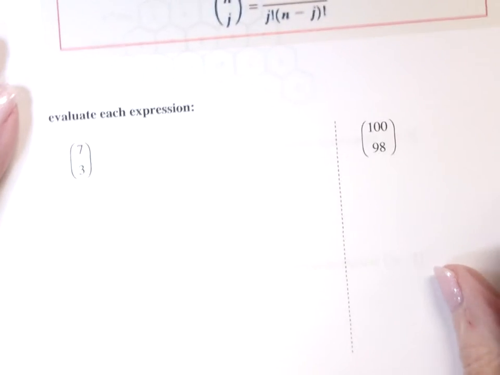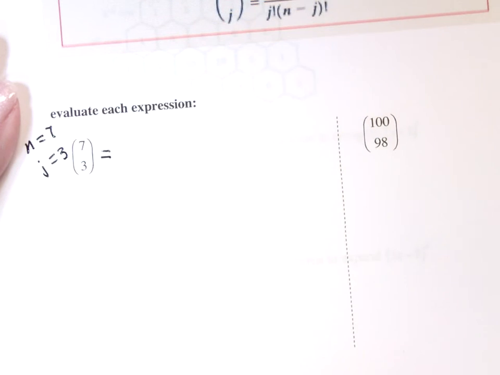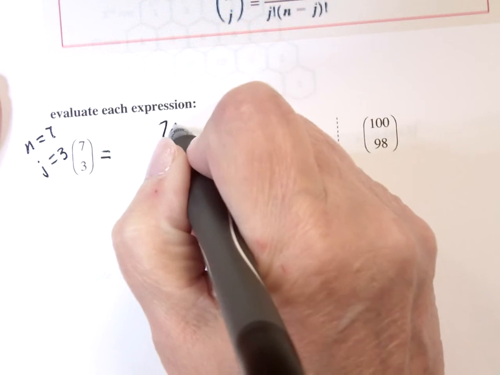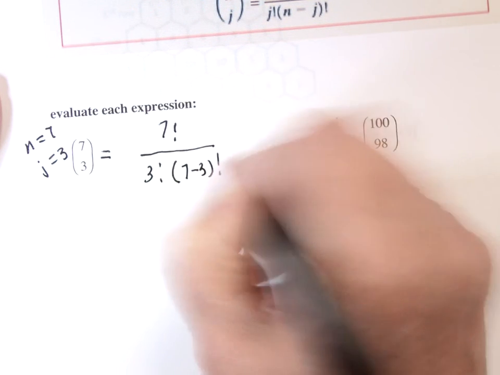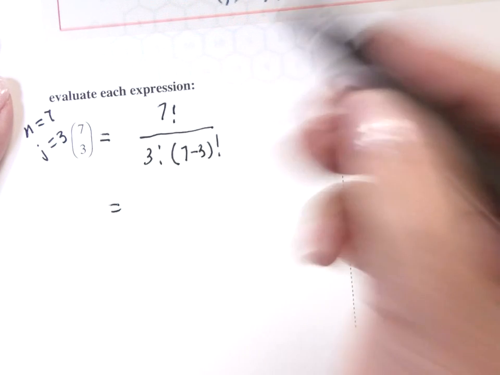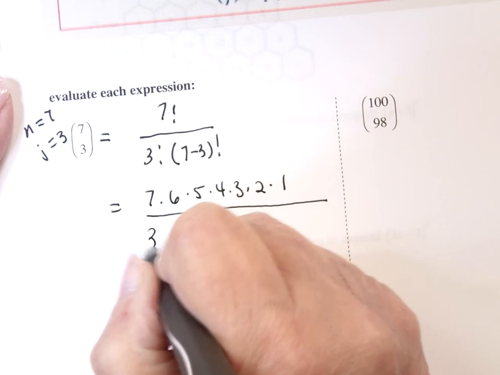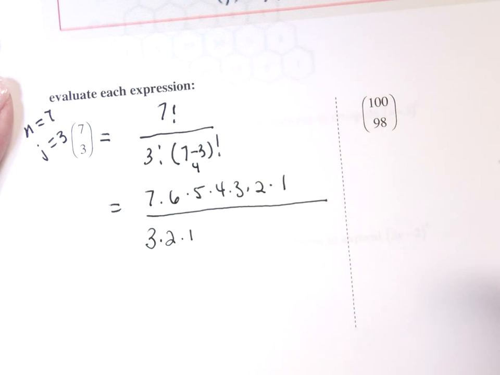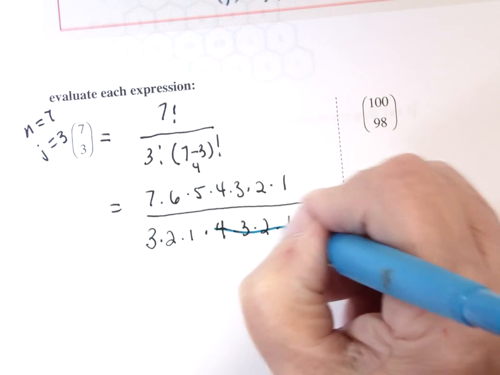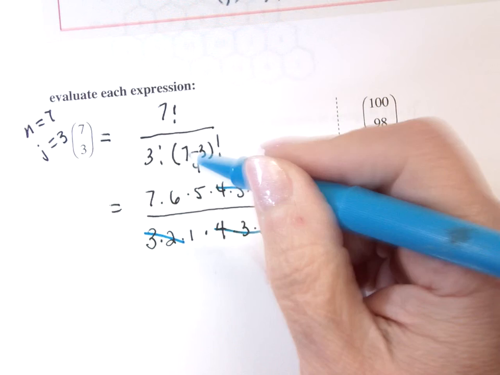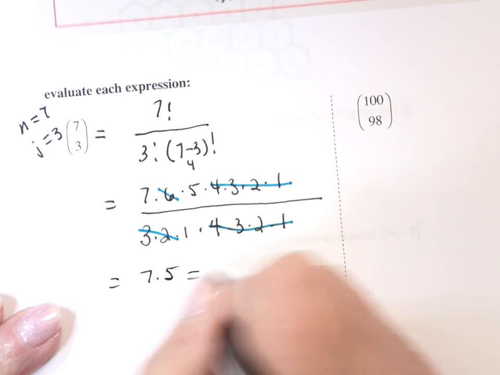So if I were to look at 7 choose 3, n is 7, and j equals 3 in this case. So it would be 7 factorial divided by 3 factorial times 7 minus 3 factorial, which is 7 factorial, 7 times 6 times 5 times 4 times 3 times 2 times 1, divided by 3 factorial, 3 times 2 times 1, times 4 factorial, 4 times 3 times 2 times 1. If we've been good, it's not too bad: 4 times 3 times 1, 4 times 3 times 1, 6 and 6, and you're left with 7 times 5, which is 35.